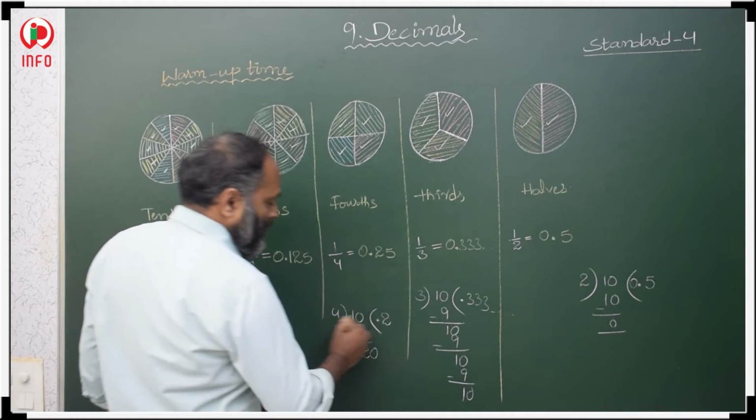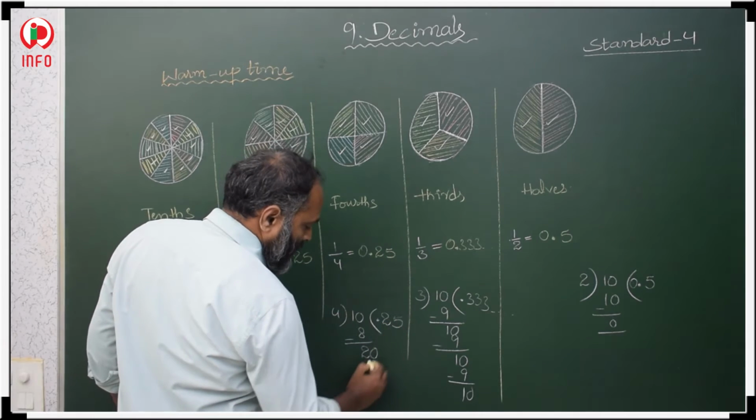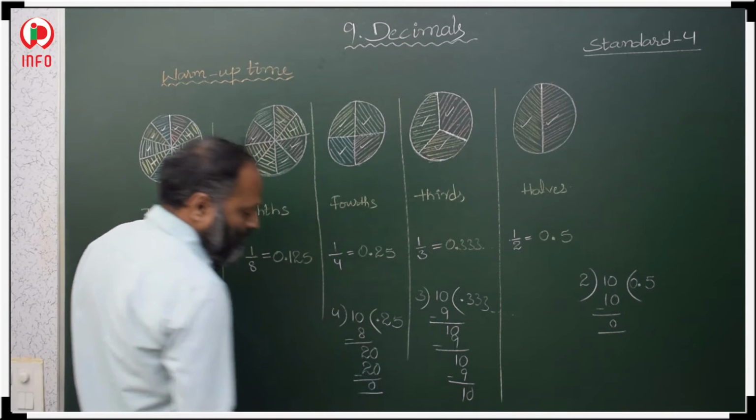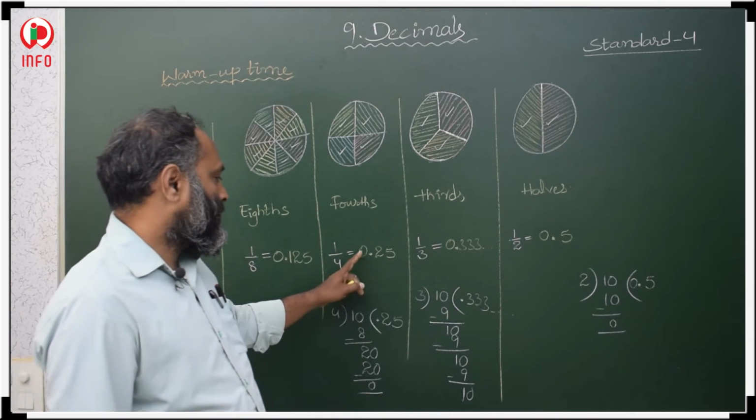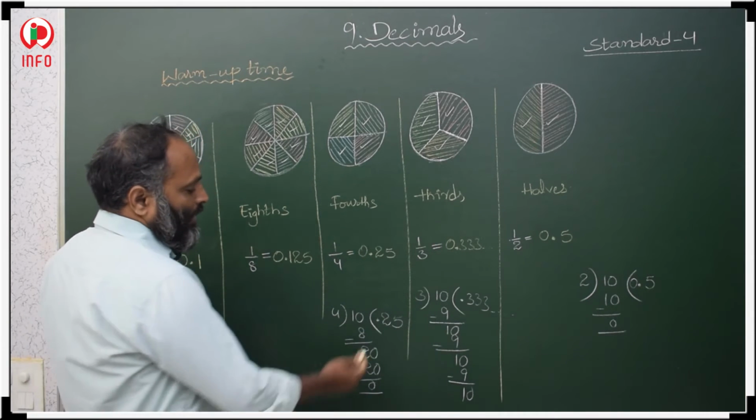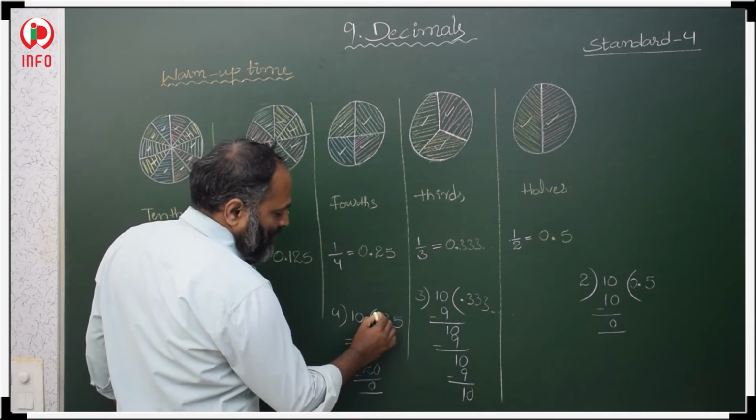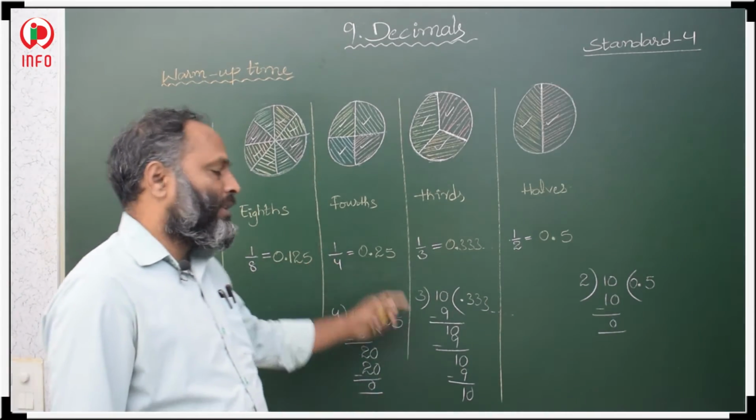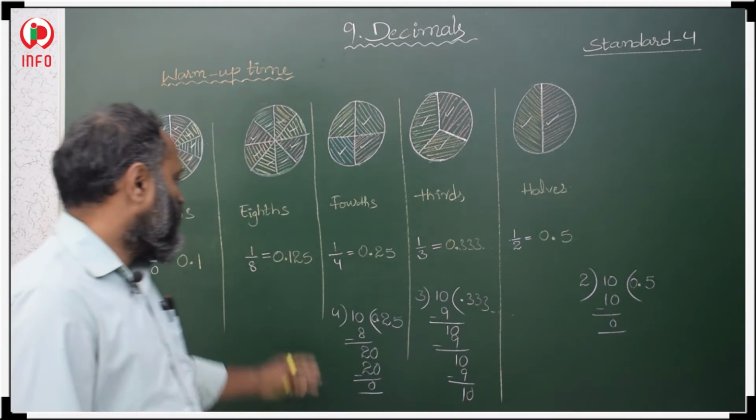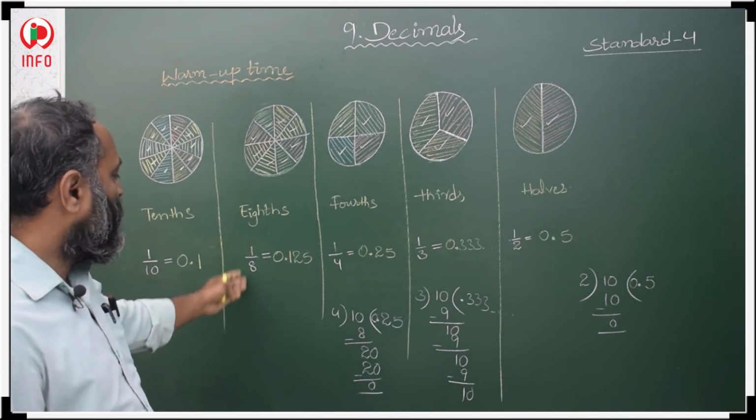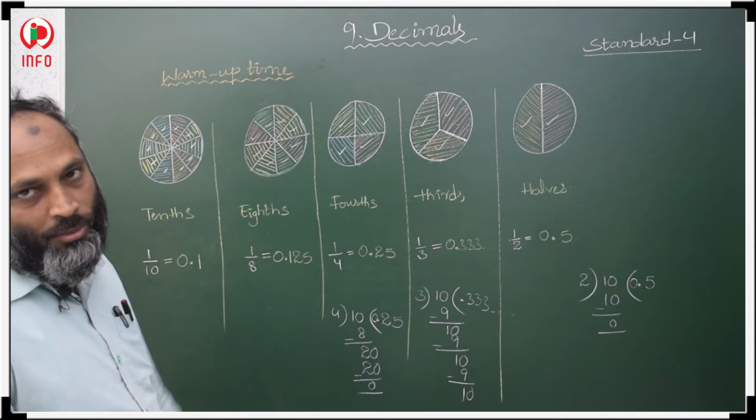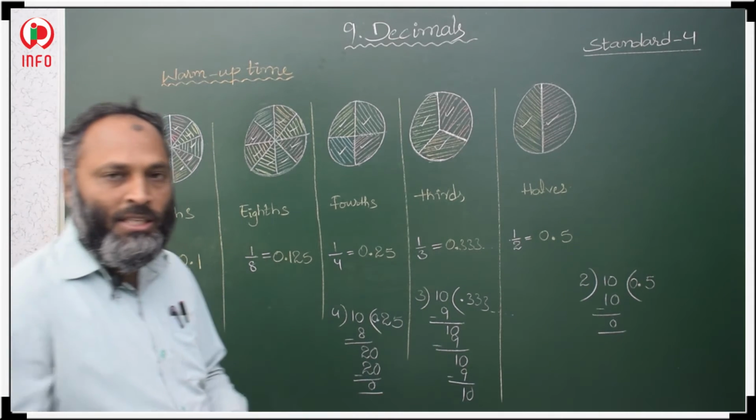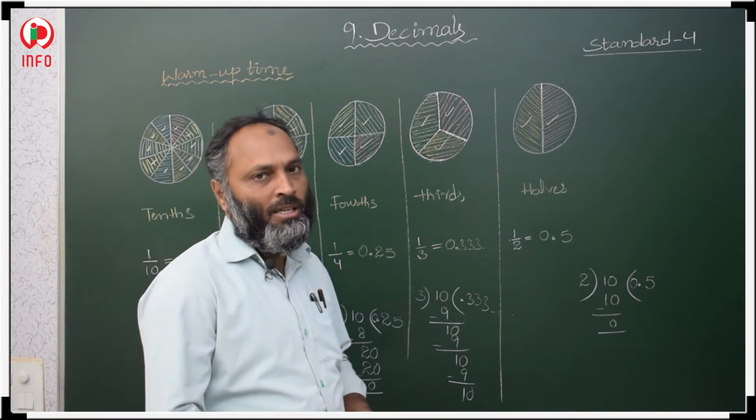Then 4 5s are 20. 20 minus 20 is 0. Then it is 0.25. Here, before the decimal nothing is there, so you can take 0. 0.25. So 1 by 4 is nothing but 0.25. In the same way, find 1 by 8, you will get 0.12 only. 1 by 10 you will get 0.1 only. So this is the relation between the fraction and decimal.